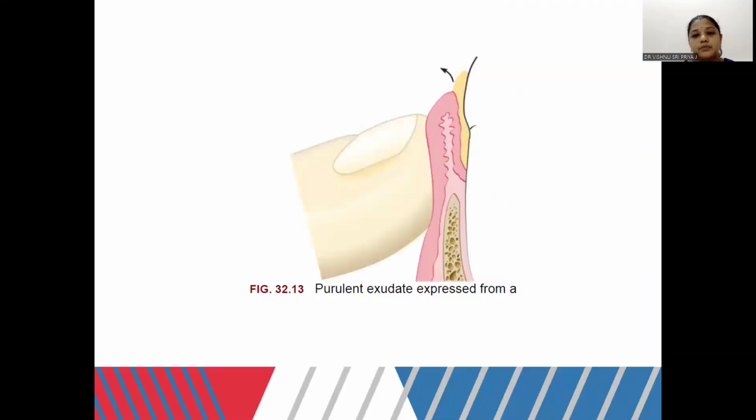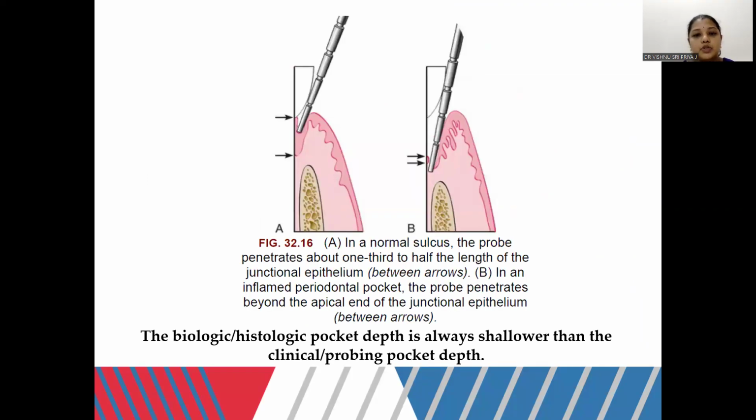So this is a tactile examination wherein purulent exudate is expressed from the pocket. Here, picture A is a normal sulcus where the probe penetrates about one third to half the length of the junctional epithelium. Picture B depicts an inflamed periodontal pocket, where the probe will be penetrating beyond the apical end of the junctional epithelium. It is stated that the biological or histological pocket depth is always shallower than the clinical or probing pocket depth.